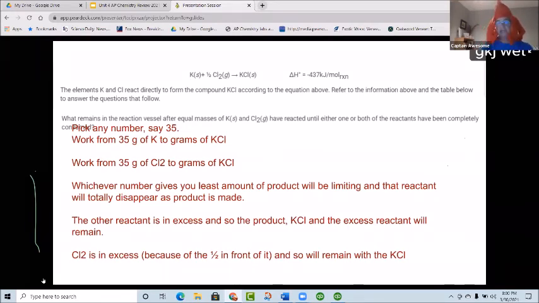So when they say equal masses and you don't know what number to pick, I usually just pick any number. It doesn't matter.